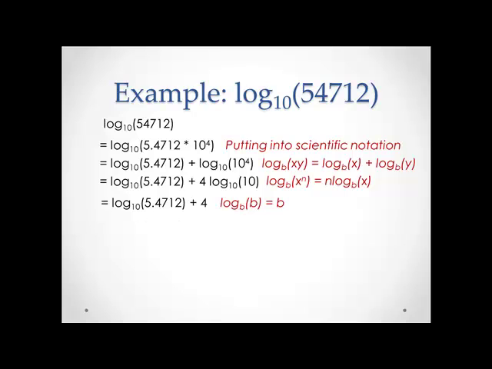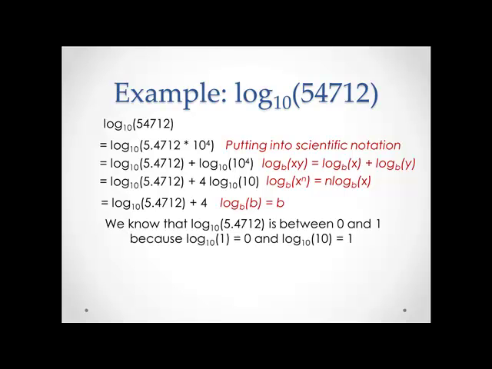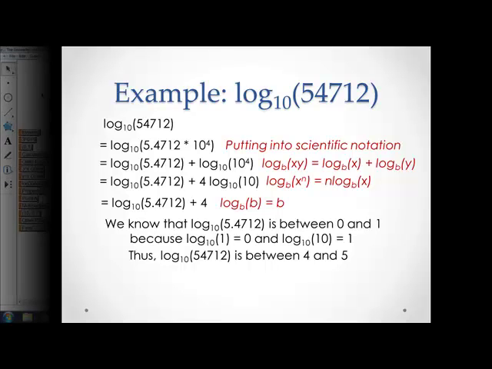Last but not least, we know that log base 10 of 5.4712 is between 0 and 1, because 5.4712 is between 1 and 10, and log base 10 of 1 equals 0, and log base 10 of 10 is equal to 1. Thus, log base 10 of 54,712 is between 4 and 5.